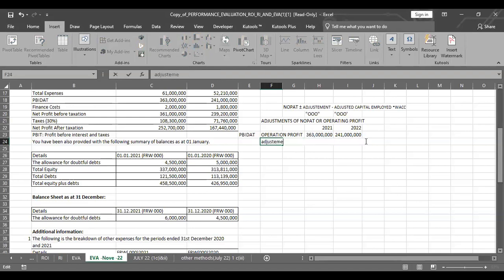So we have adjustments that I need to do. The adjustments we have will be related to that.